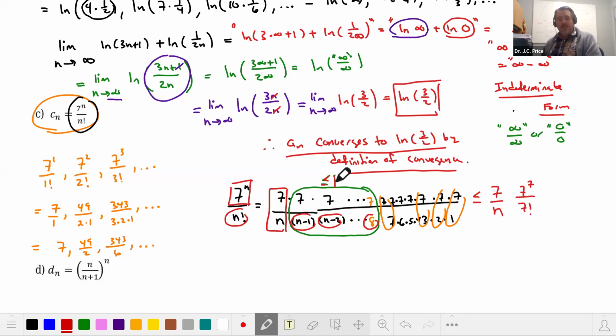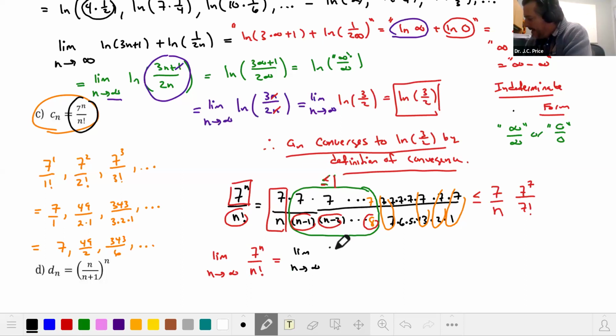And so now what we can do is we can run a limit argument on this. And so we can take the limit as n goes to infinity of the left-hand side, so 7 to the n over n factorial. This will be equal to, and we can just rewrite the statement here, the limit as n goes to infinity of 7 times 7 times 7 times dot, dot, dot, and then times the 7 to the 7th, basically.